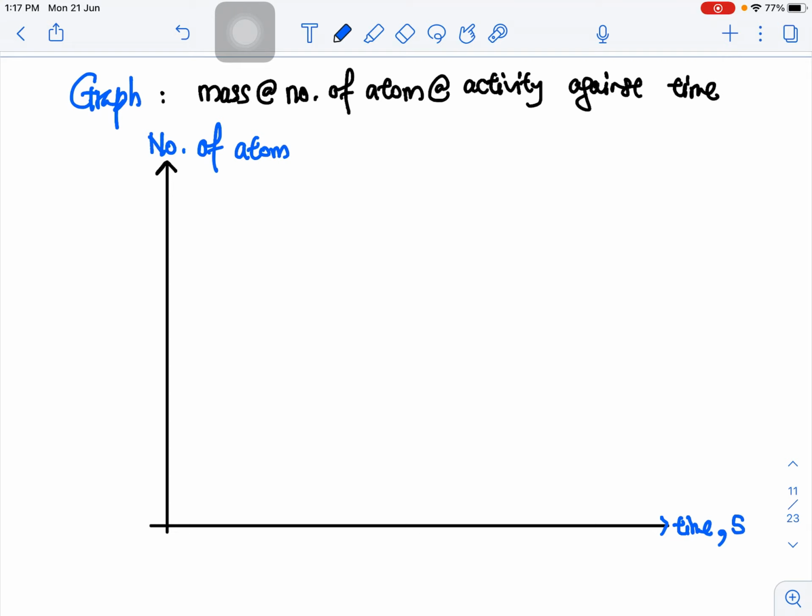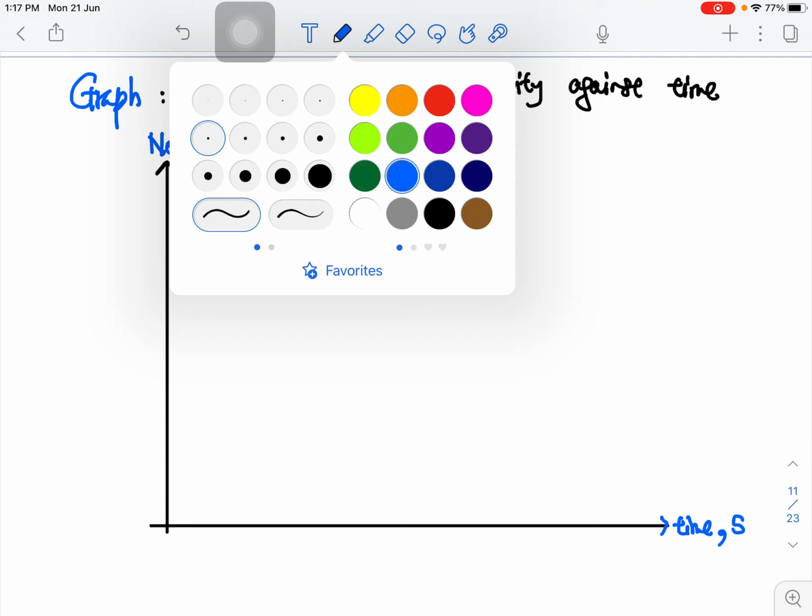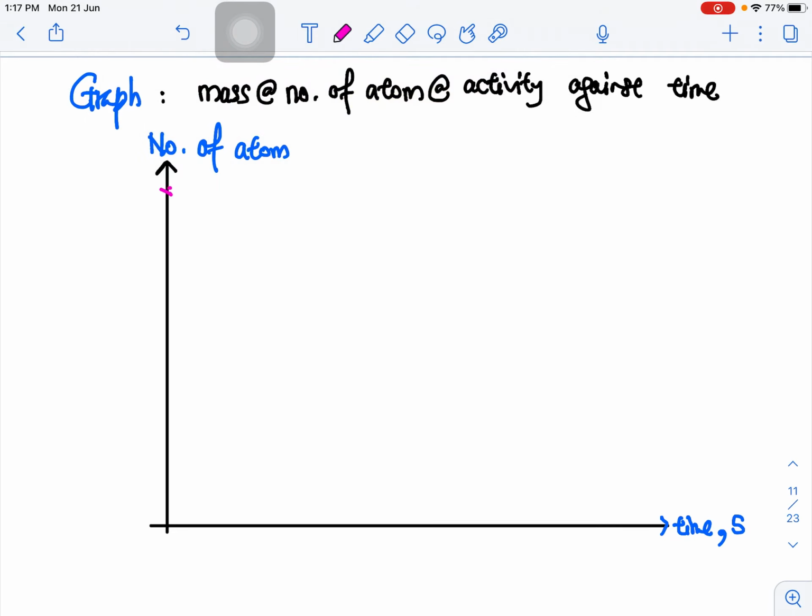Okay, how are we going to determine the half-life of the radioactive element from the graph? First we have to know the initial number of atoms. Let's say the initial number of atoms starts here. This is N0, so we use the symbol N. The half-life is the time taken for the nuclei to become half of their initial value. So half of N0 is here. This is half of N0. And the time taken is the half-life.